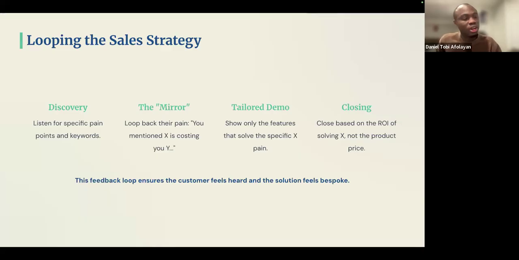Now, closing. Close based on the return on investment that you think solving X brings. How much do you think it saves your customers if they solve the particular problem that you are solving? Not the product price, the return on investment.